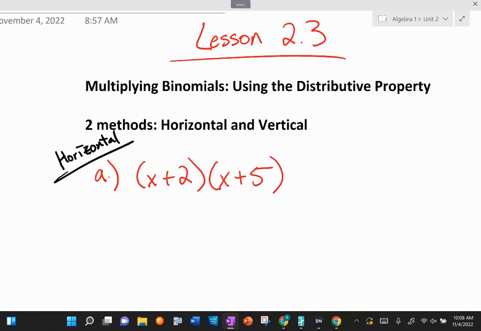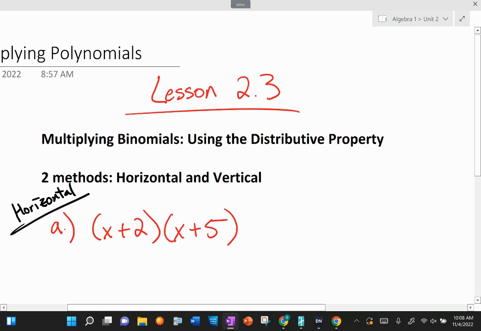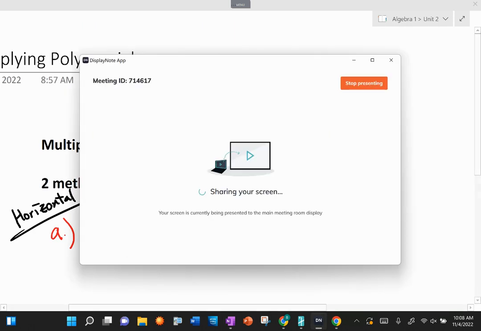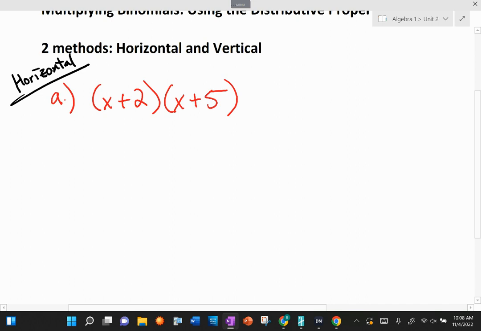So, we're going to use the horizontal method first. It's not my preferred, but it will be some of y'all's. Hilarious. Okay, so horizontal method is splitting the first polynomial and distributing it to the second one. So let me show you what that looks like.